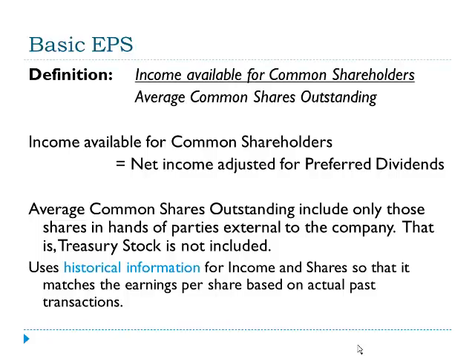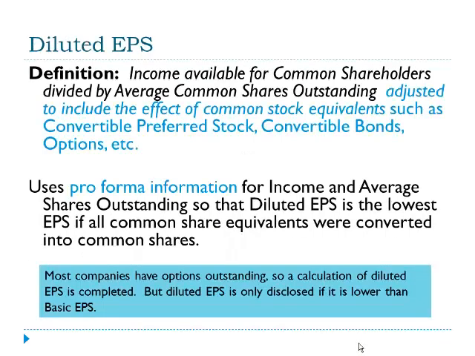Basic earnings per share is defined as income available for common shareholders divided by average common shares outstanding. Income available for common shareholders is net income adjusted for preferred dividends. Remember that preferred shareholders receive their dividends first before common shareholders can receive any dividends, and so that's taken into account in calculating earnings per share. The denominator of average common shares outstanding includes only those shares in the hands of parties external to the company. That is, treasury stock is not included. Average common shares outstanding uses historical information for income and shares so that it matches the earnings per share based on actual past transactions.